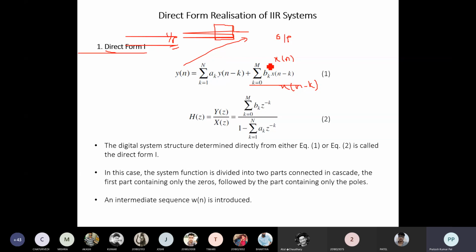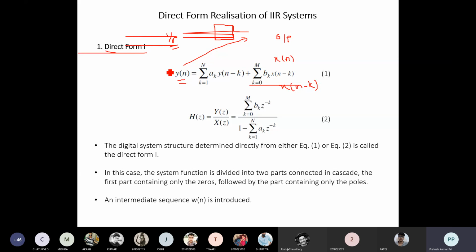Okay, so for any system to be stable, or in the analysis of any system, we will be analyzing only that system that is stable. And stable systems are basically causal systems. Causal systems are the systems that depend only on the present value or the past values. Okay, so only the stable systems can be realized by hardware.